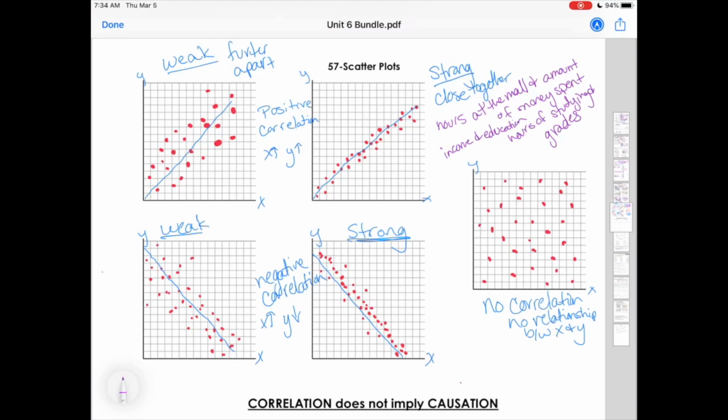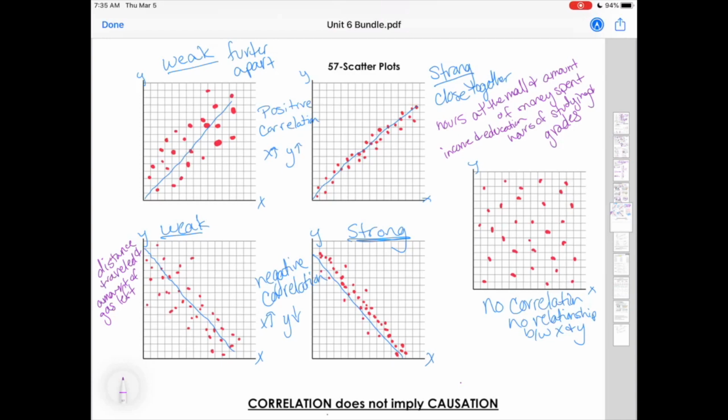So like distance traveled and the amount of gas left in the car, right? The further you drive, your gas is going to go down because you're using it, right? Okay.